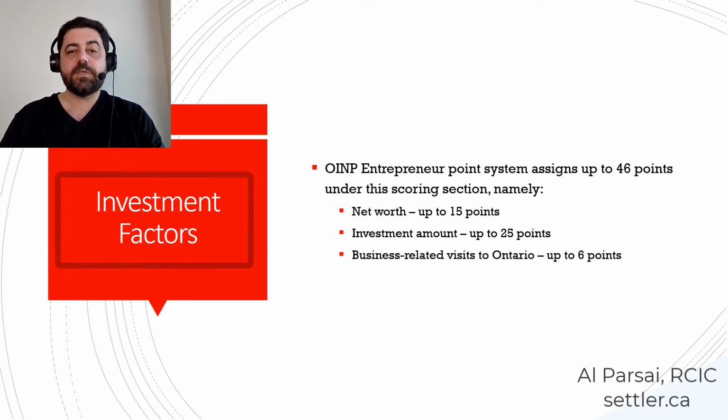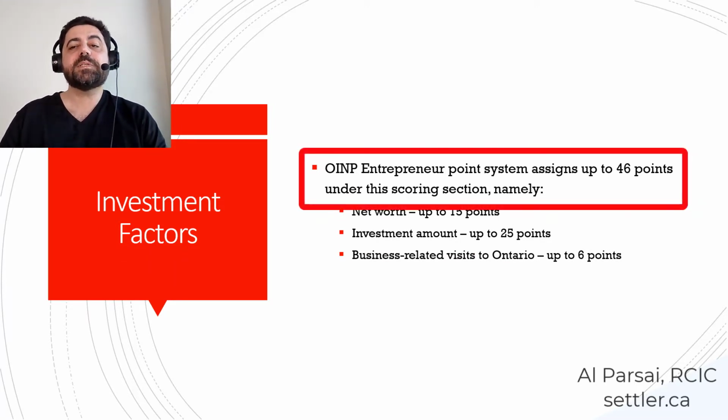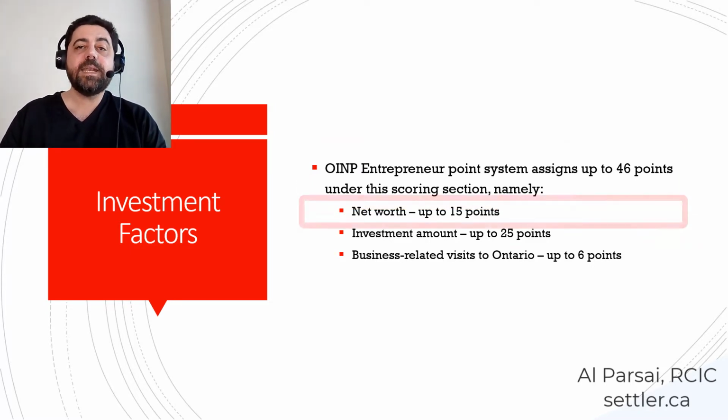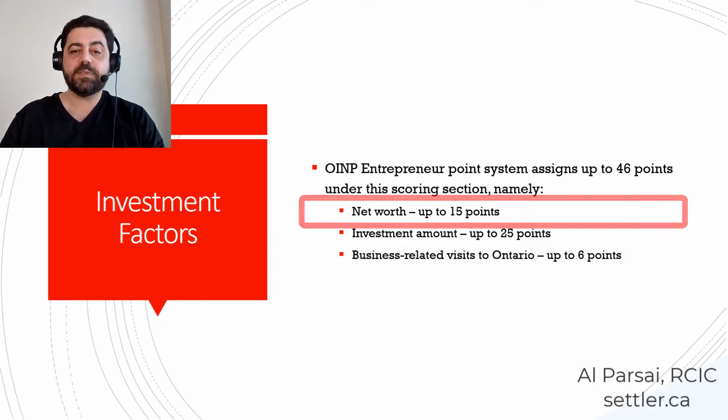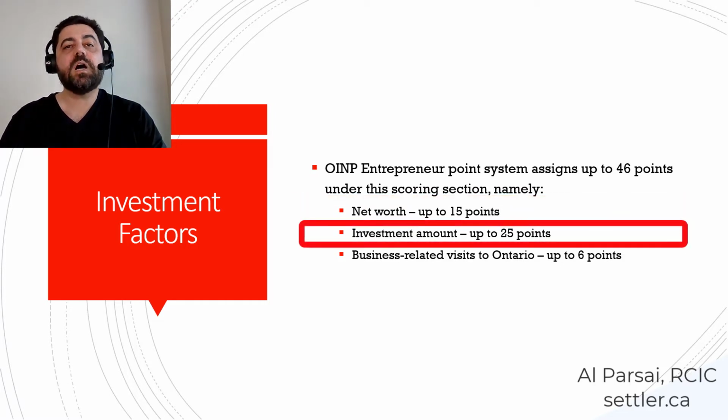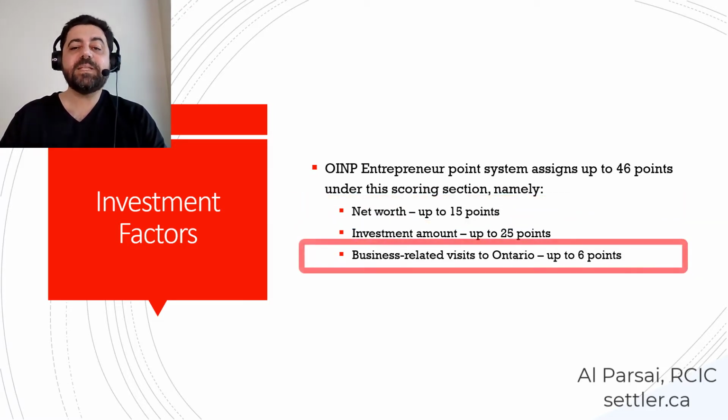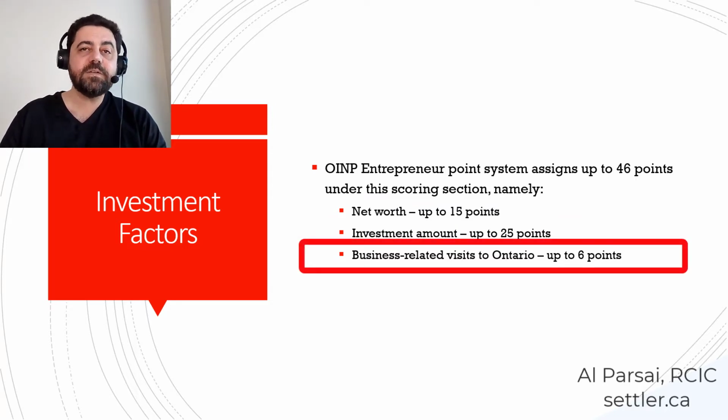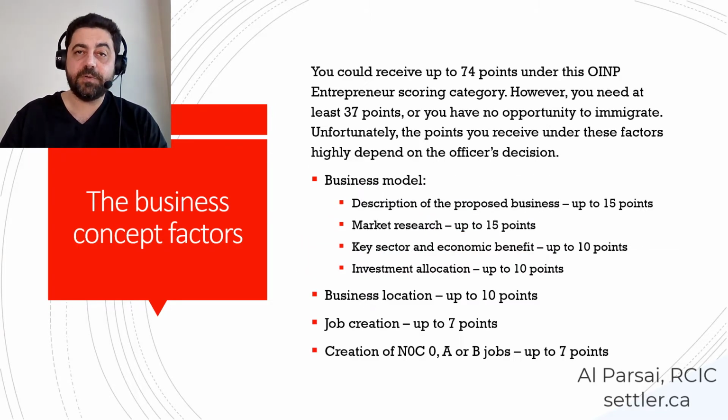Investment factors. OINP Entrepreneur point system assigns up to 46 points under this scoring section, namely net worth up to 15 points, investment amount up to 25 points, business-related visits to Ontario up to 6 points.